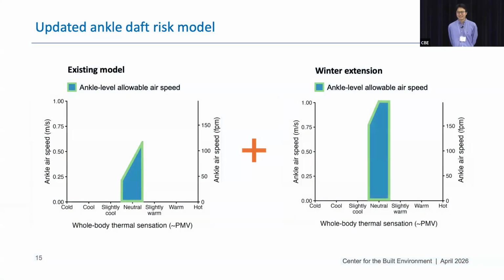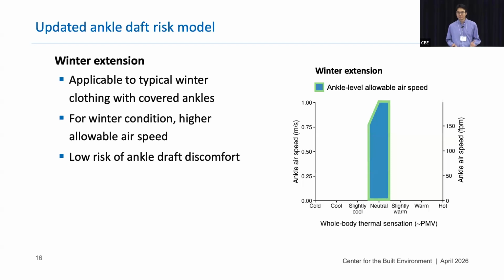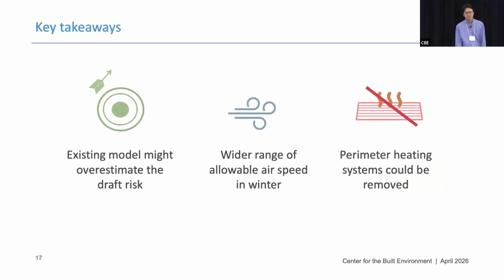To better help designers and engineers, we developed a winter extension model. Under winter conditions, the allowable range of ankle-level airspeeds rises substantially. That is, at the ankle-level airspeeds commonly found in practical applications, the ankle draft risk is low. We are very encouraged by these findings.